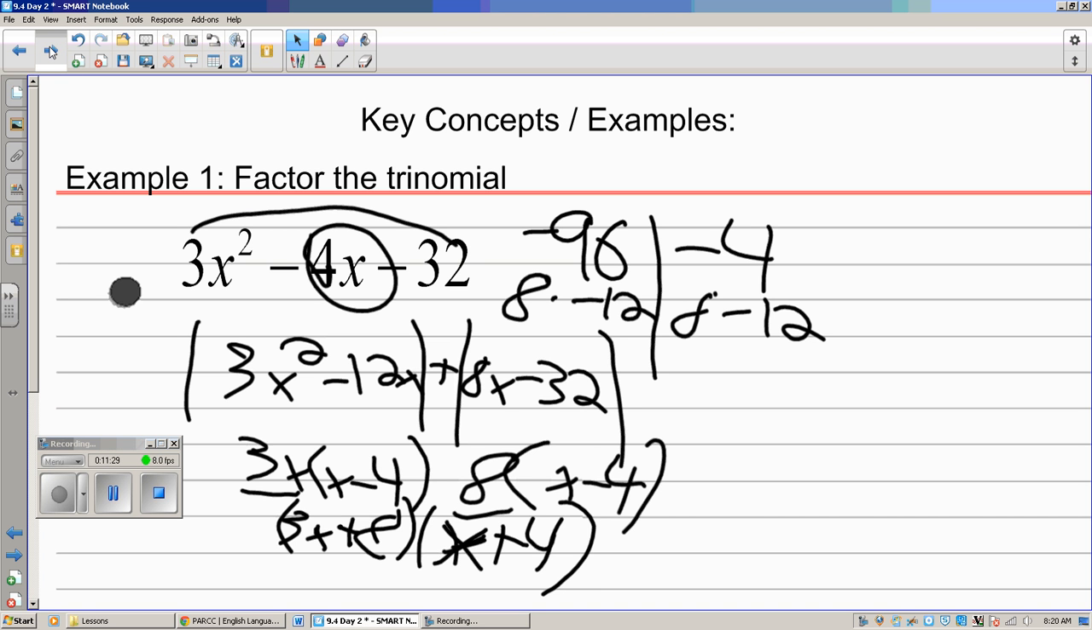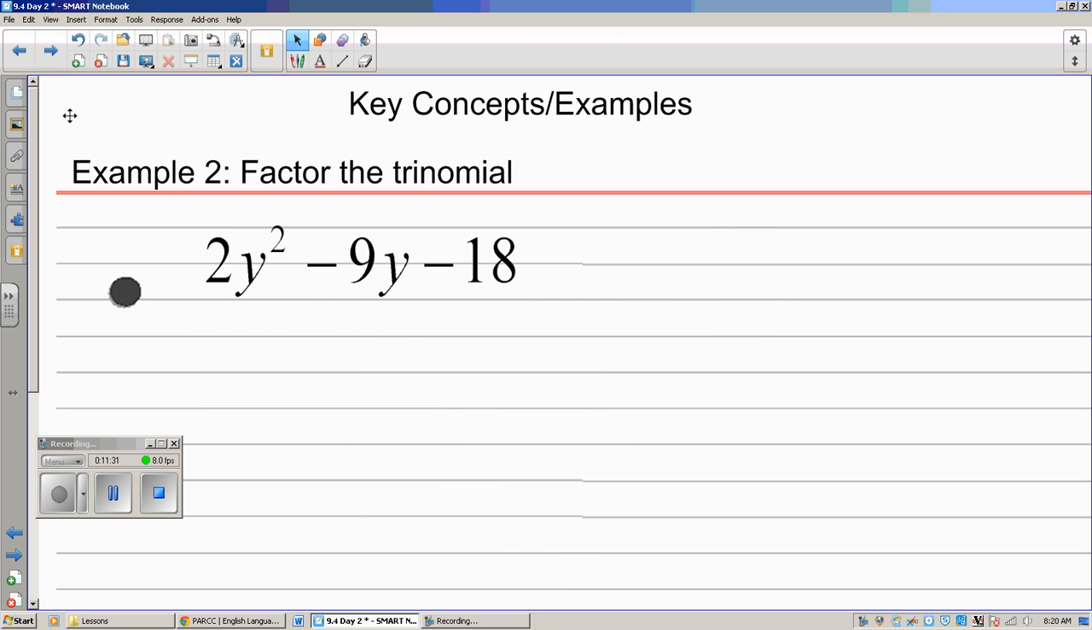Good work. Okay, so are there any questions that you have about this problem? Questions, statements? Pretty straightforward. Okay, so next one. 2y squared minus 9y minus 18. Not quite as hard. It does deal with negatives. So let's go ahead and do that. And for those at home, if you want to follow, you may.